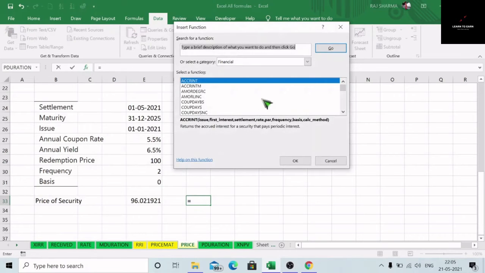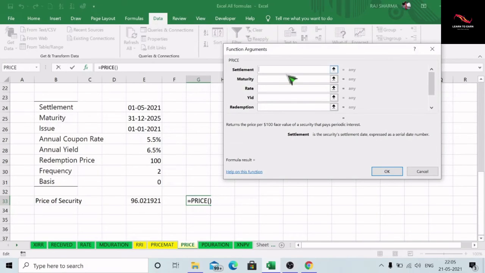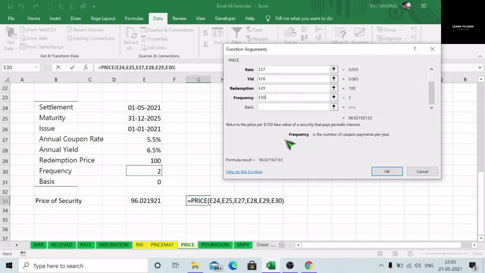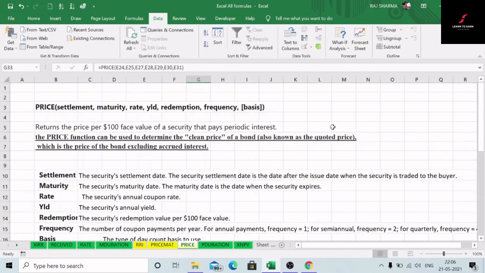So from the function tab, select the price formula. Price, and then you have to input this data. So settlement date is 1st May 21, maturity date is 31st December 25, rate is the security's annual rate, so that is 5.5%. Yield is the security's annual yield, that is 6.5%. Then redemption price, we are assuming it to be 100. You can put the actual also here. And then frequency is 2 and basis is 0. And you can get that the present price of this security on the date when this new investor has acquired it should be 96.022. So I hope this formula is clear to you.